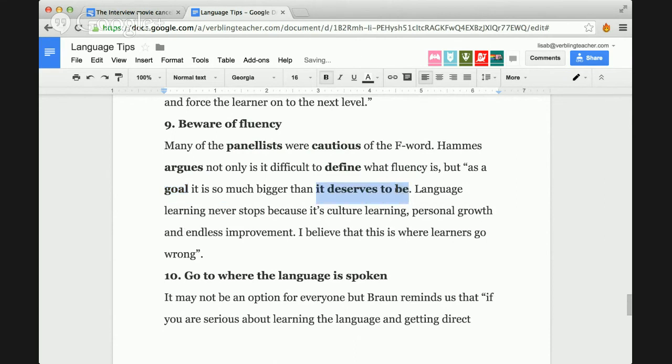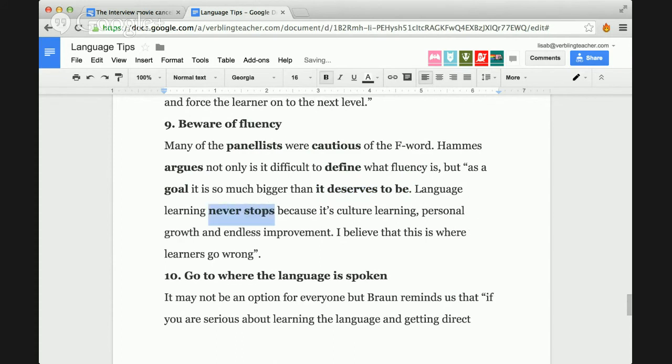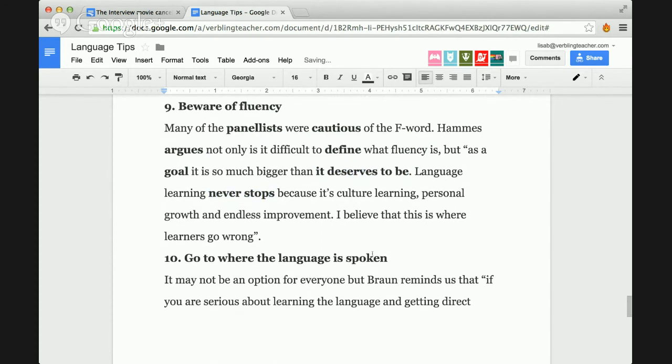So a lot of people say, I just want to be fluent in the language. They don't even know exactly what they're talking about, and maybe it's not that important. It's not the most important thing, perhaps, because she says language learning never stops. Because as you're learning a language, you're also doing all these other things. You're learning about culture. You're learning about yourself, personal growth, and you're endlessly improving. Endlessly, like always. You're never going to stop improving.